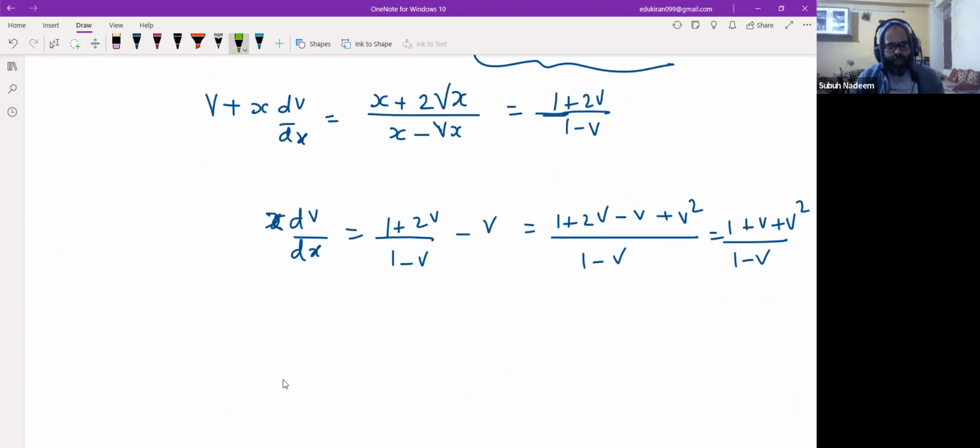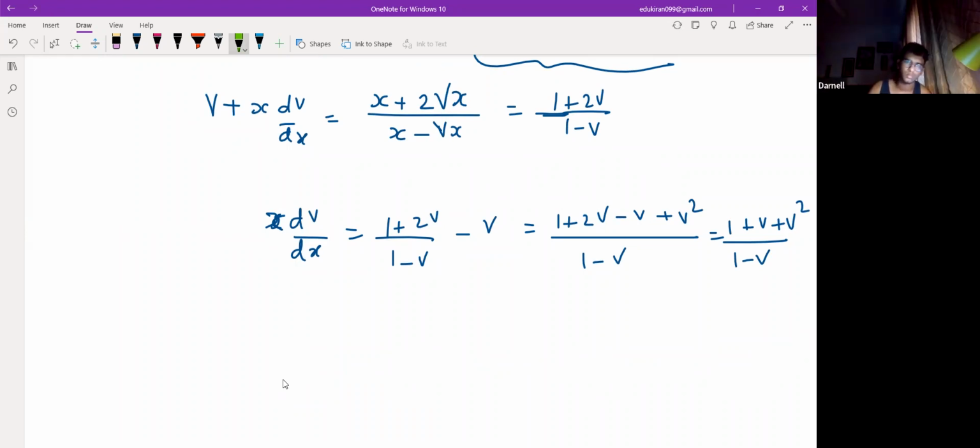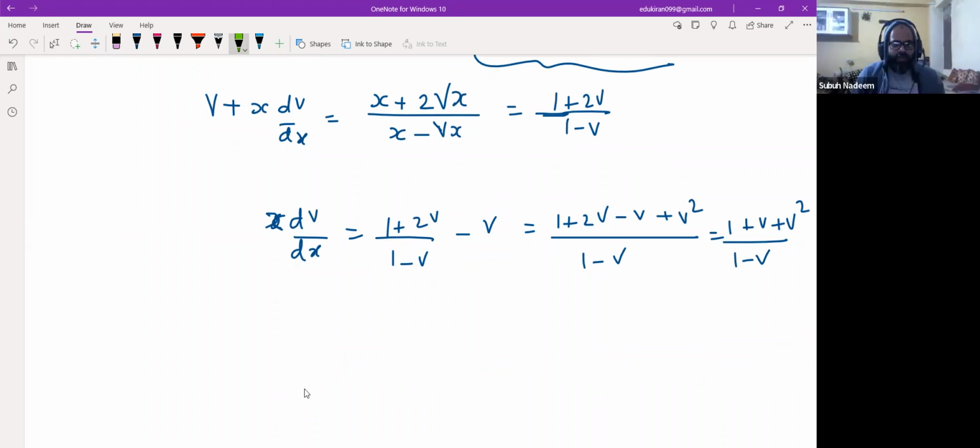I am not going fast now. I hope you are following the steps. If I'm going fast somewhere in calculation, you can tell me, because I think these are calculation parts, so I move fast.